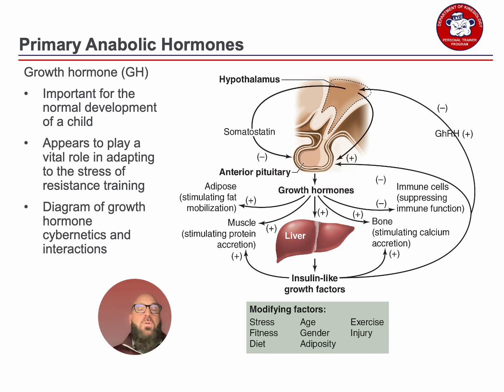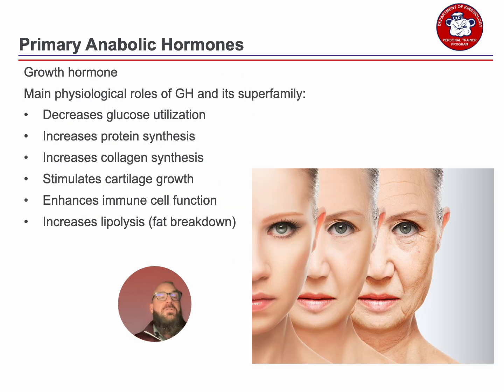And then we have one more hormone. It's called insulin-like growth factor, which works in concert with growth hormone, and that has a responsibility as well that we'll talk about in a second. Now, here's the main physiological role of growth hormone and its superfamily: they decrease glucose utilization, increase protein synthesis, meaning the rate at which your body can generate more muscle tissue or organ tissue or any tissue that is protein-based, and increase collagen synthesis.